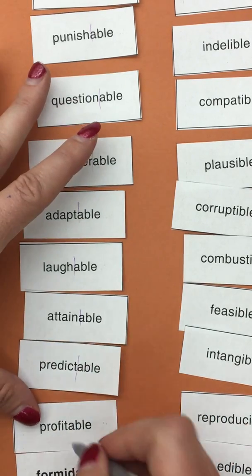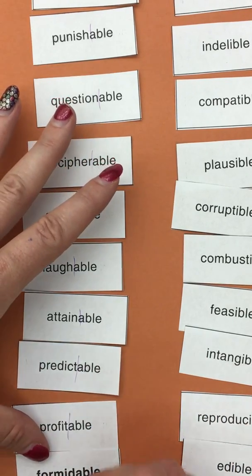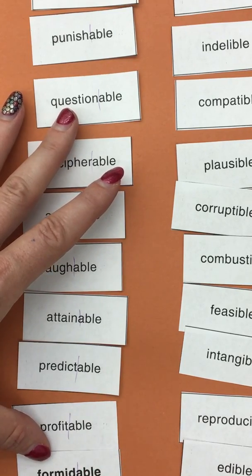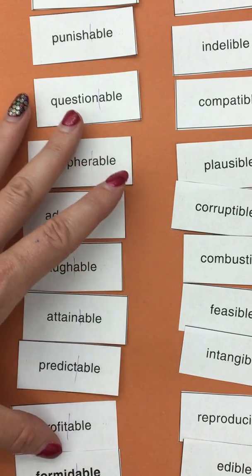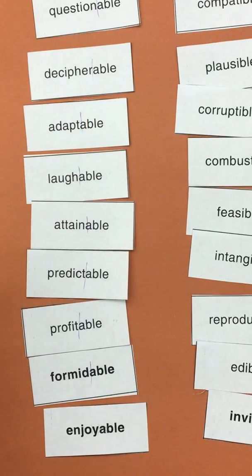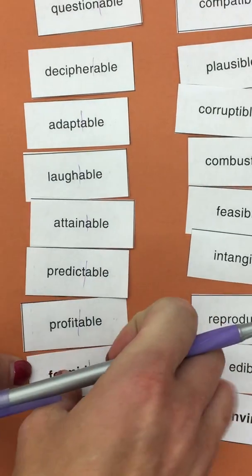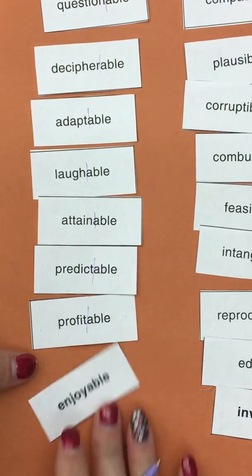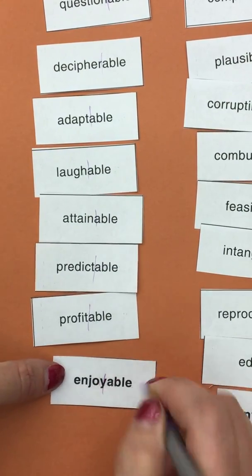Predictable, profitable. Then we have formidable, but formid is not an actual word by itself, so that is your oddball. And then you have enjoyable.